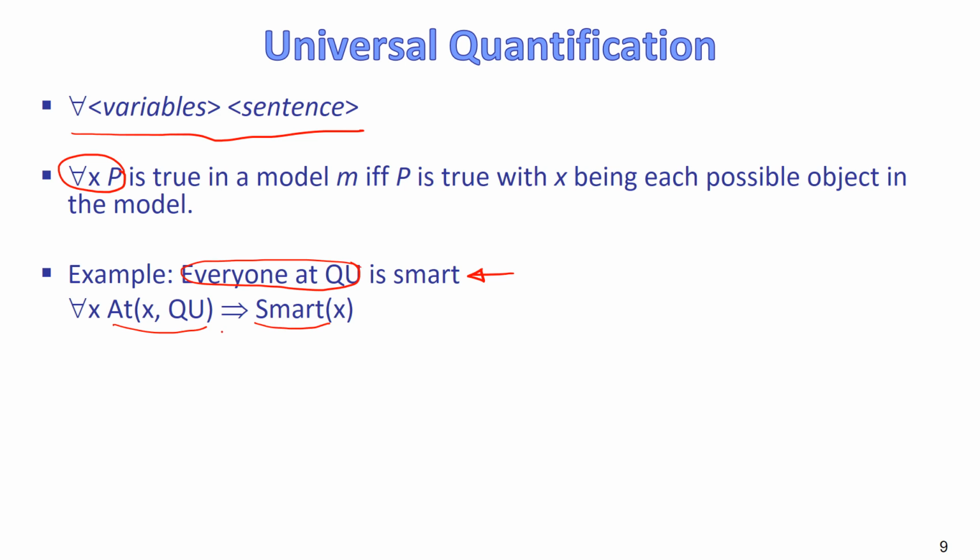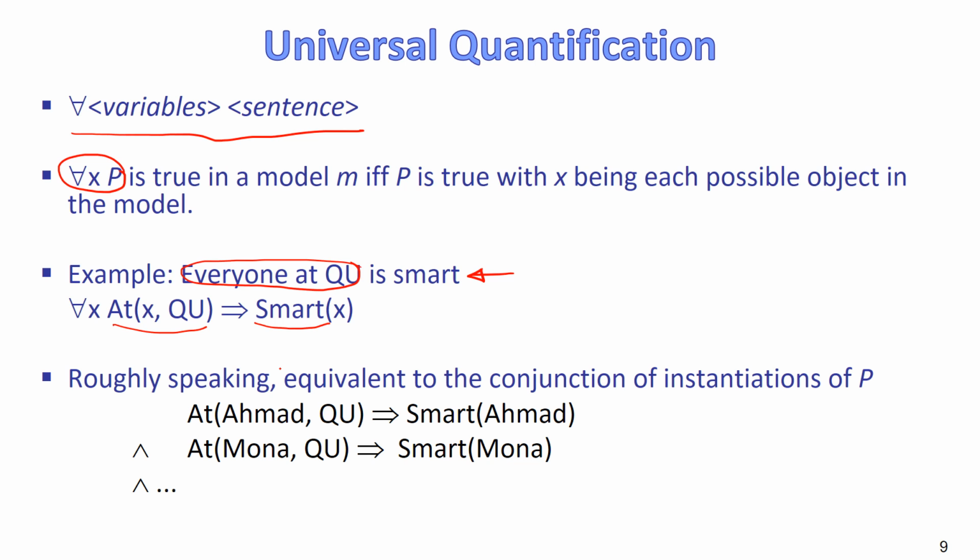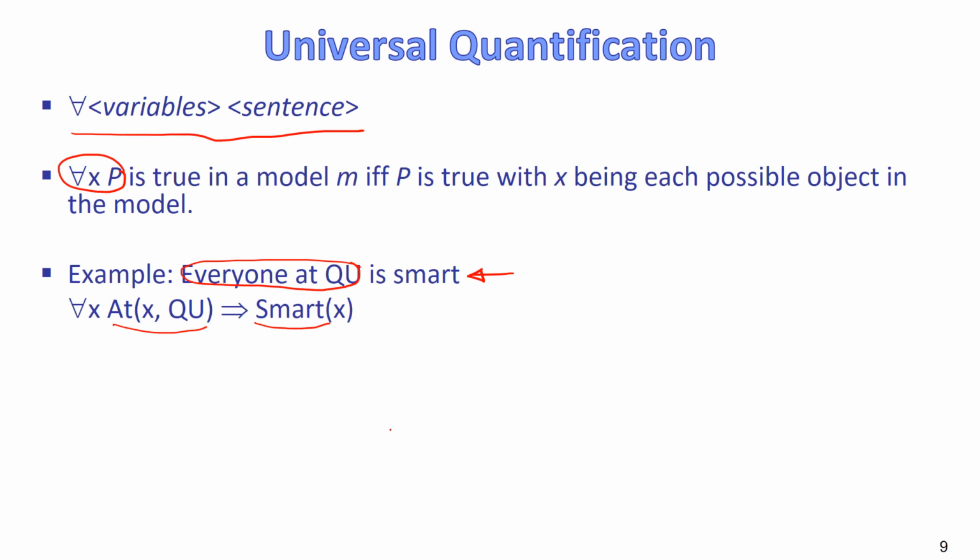If I want to say this in propositional logic, then I have to say it for every person in the world. Okay, so if Ahmed is at QU, then Ahmed is smart. If Mona is at QU, then Mona is smart. If Abdul Hamid is at QU, then Abdul Hamid is smart, and so on. Of course that will be very exhaustive. In first order logic, I don't need to say anything like that. I just say for all x, if x is at QU, then x is smart.